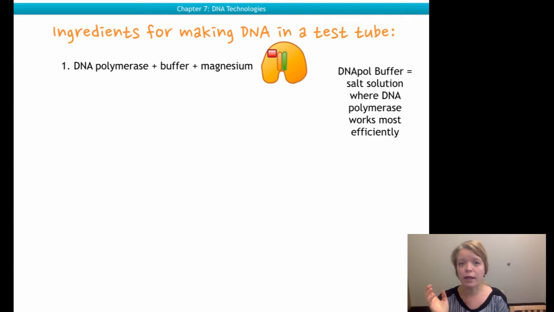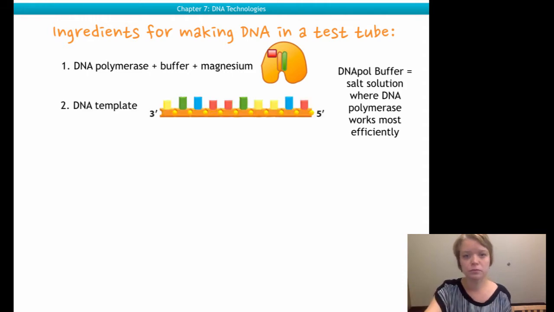And in fact, when buffers are shipped, most DNA polymerase buffers will contain magnesium already, and then there will be an additional tube with magnesium chloride, so you can increase the magnesium concentration in your buffer and hopefully get a better polymerization reaction. Because the enzyme has to have magnesium in order to catalyze DNA polymerization. So, DNA polymerase, buffer and magnesium.